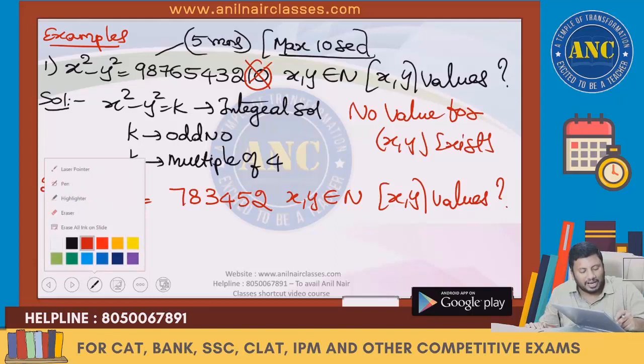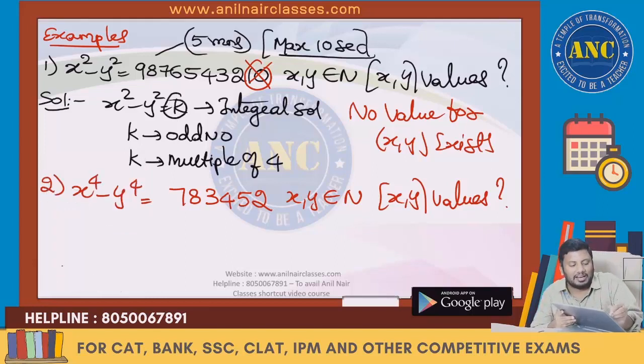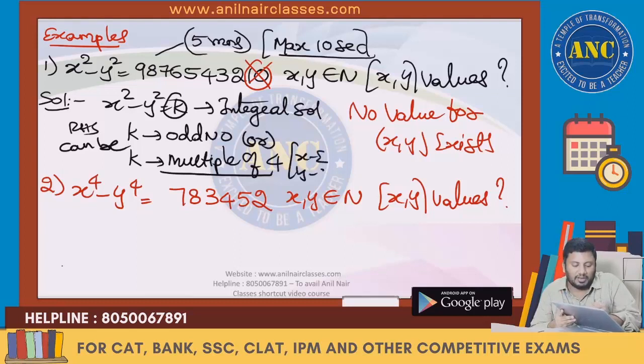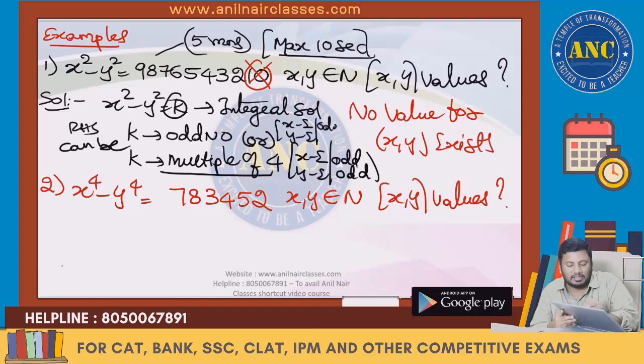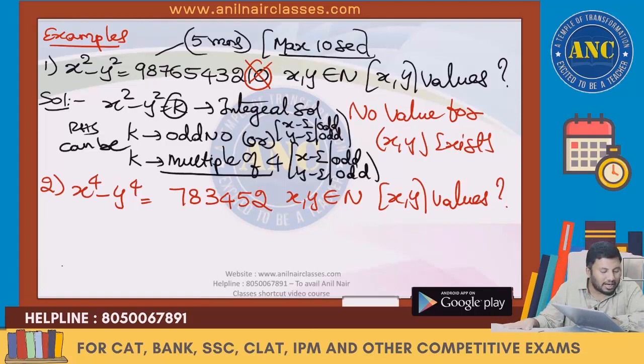Rahul, you are getting confused. I said the right hand side can be an odd number or a multiple of 4. When will it be a multiple of 4? When x is even and y is even, or when x is odd and y is odd. Your understanding, I hope it is clear.